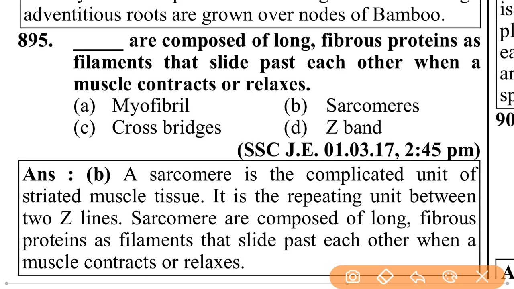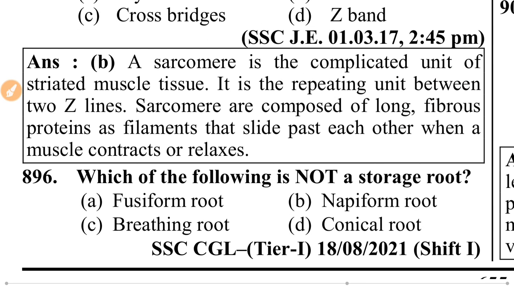Sarcomeres are composed of long fibrous proteins as filaments that slide past each other when a muscle contracts or relaxes. A sarcomere is the basic unit of striated muscle tissue. It is the repeating unit between two Z lines.